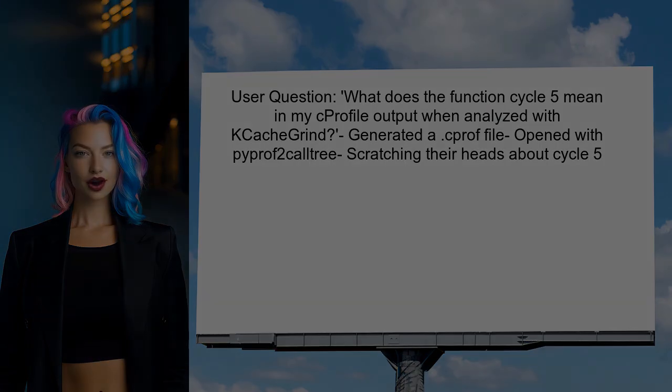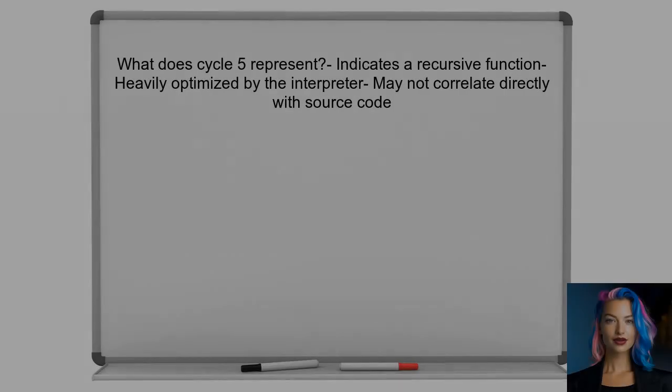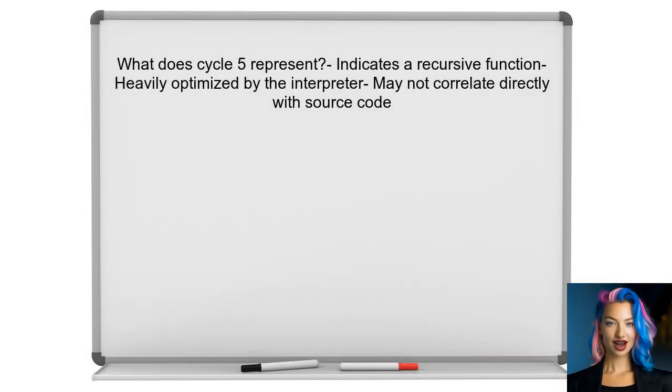Let's explore this together. So, what does cycle5 represent? In Python profiling, functions like cycle5 can indicate a recursive function or a function that is heavily optimized by the interpreter. It's essential to understand that this might not always correlate directly with your source code.